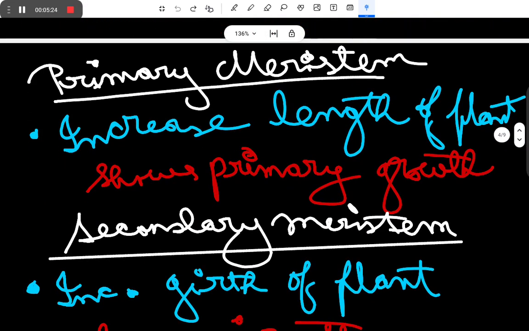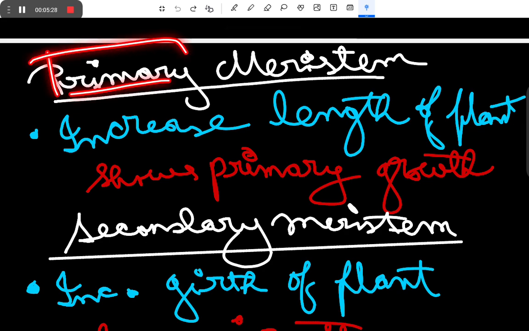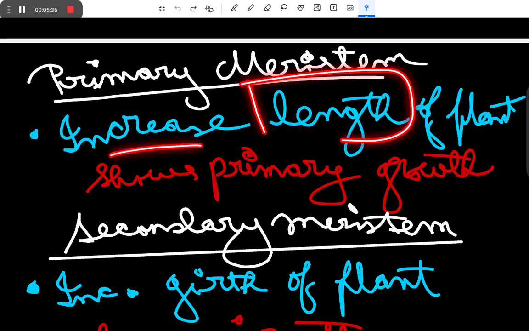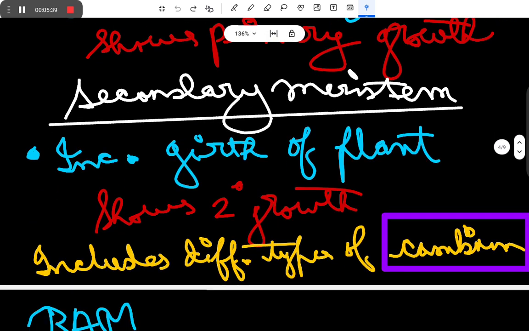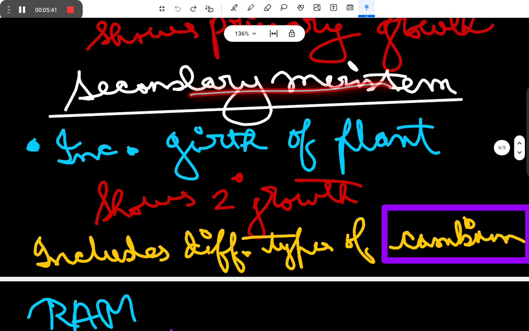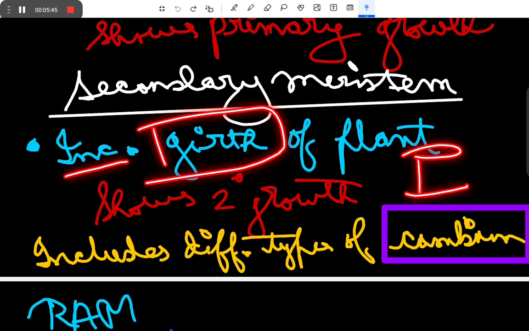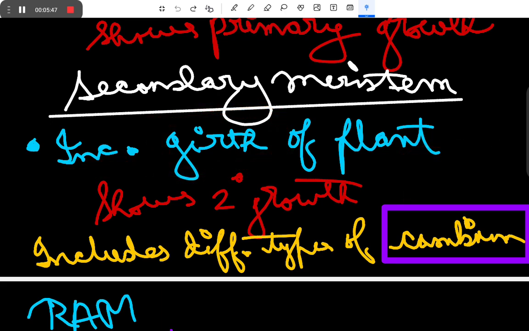Then the primary meristem, what do they do? As the name suggests, primary, hence they show the primary growth in the plant. Obviously, primary growth means increase in length of the plant. This much, nothing else. Now the secondary meristem increases the girth of the plant. Like there is a stem now. It increases the length linearly.